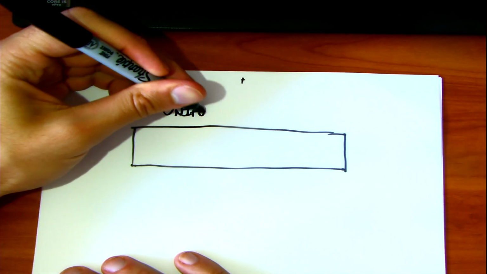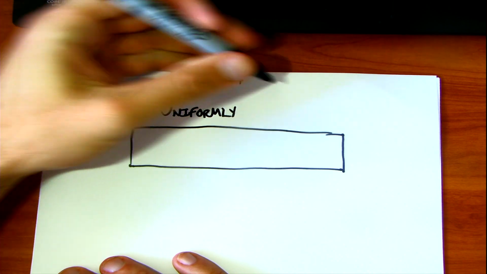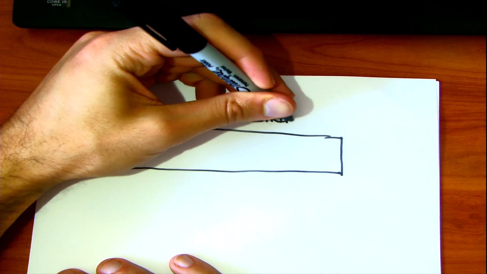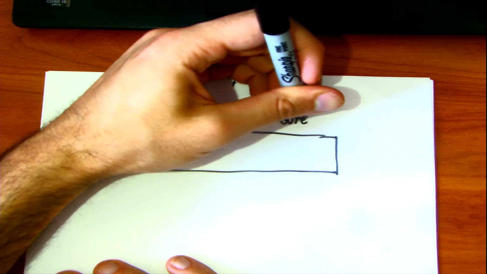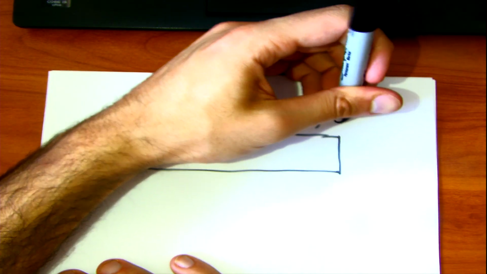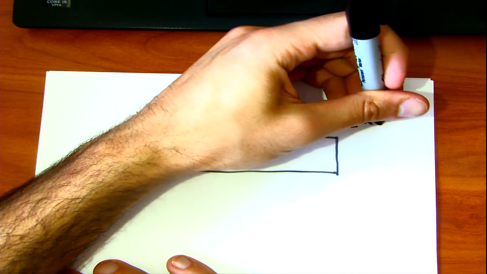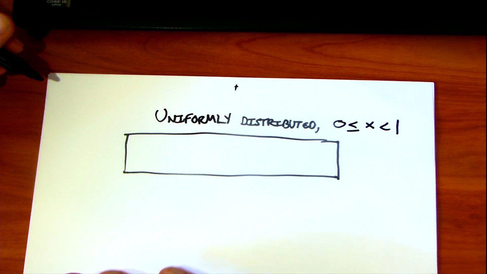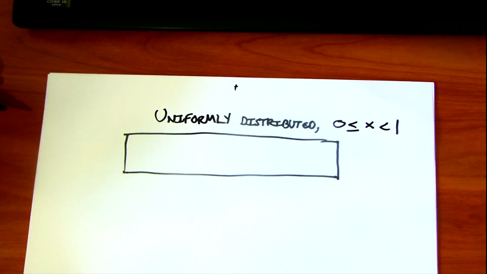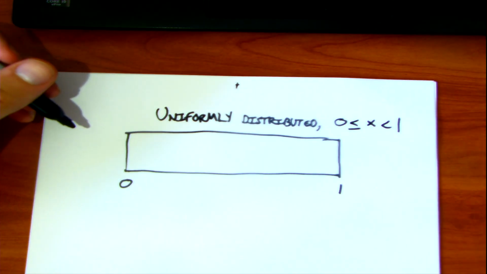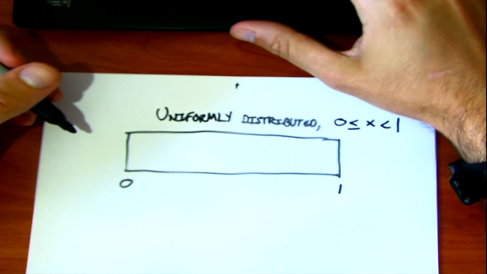This is a uniformly distributed random number, from 0 to 1, not inclusive. All right, so I grab some data.